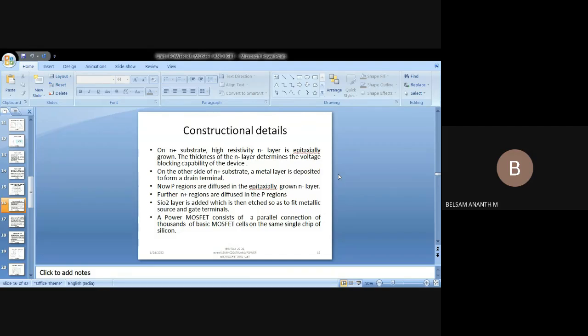Maybe deposited to form the drain terminal. So please remember, on one side you are trying to give the highly resistive layer, and on another side you are trying to deposit your metal layer. So please remember, that's why your impedance becomes much higher than the normal switches.